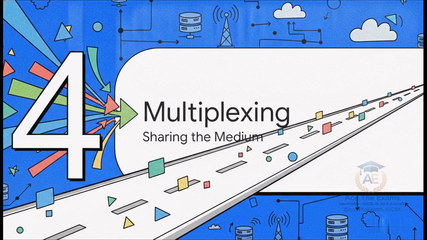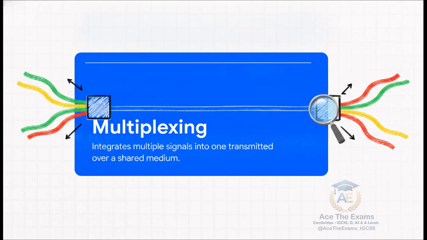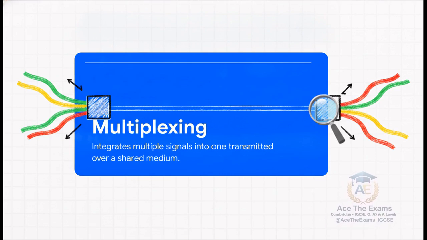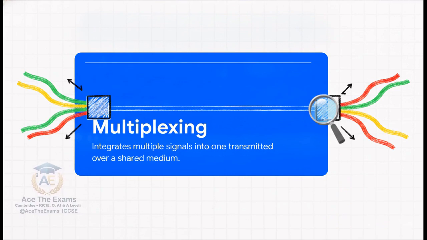Finally, Act 5, the final system. We've routed our data, but how do we allow multiple streams of traffic to use the same exact highway simultaneously to save on infrastructure costs? This is multiplexing. It integrates multiple analog and digital signals into a single signal transmitted over a shared high-capacity medium. It's exactly like an ultra-efficient carpool lane.